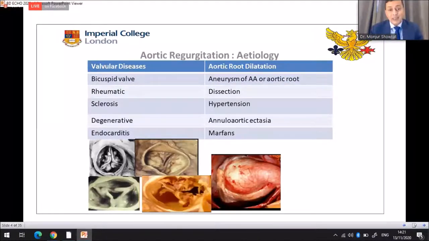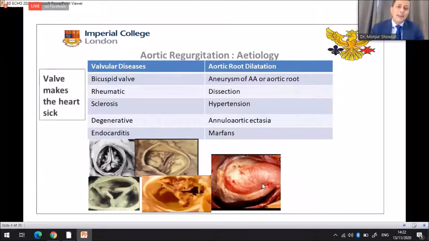If you look at the images here, this one is a tricuspid calcified aortic valve. On the right is a bicuspid aortic valve, and a calcified bicuspid aortic valve. And this is a rheumatic aortic valve. At the bottom, this one has a perforation because of infection, infective endocarditis. Another reason we see aortic regurgitation in our hospital is a problem with the aortic root. It could be dissection, because of hypertension, high blood pressure, or Marfan's. This one has an hourglass shape. This is somebody with Marfan syndrome who presented in hospital with aortic regurgitation.